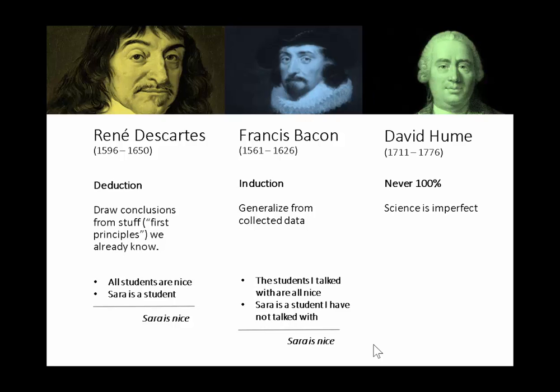Yeah? So along came another guy, David Hume. Maybe you heard about him before. So he realized, okay, well, science is not perfect. Yeah? So it's always possible that our claims can be wrong. Instead, he emphasized that we should have a confidence or a probabilistic confidence in the probability that our claim is right. Yeah? So it's not that all students are nice, all or nothing. Yeah? But David Hume says, well, the ones that I've talked with so far, there are some that might not be nice.